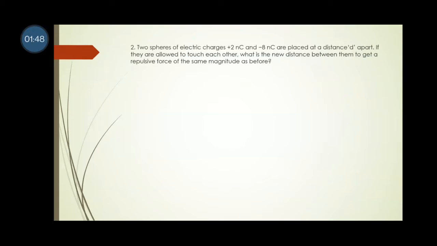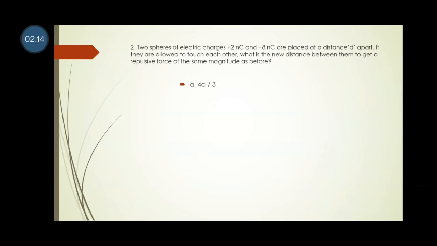Let us go to the second question. We have two spheres here and their electric charges are 2 nanocoulomb and minus 8 nanocoulomb and they are separated by distance d. Okay. And what we will do, we will allow them to touch each other. Then what is the new distance between them to get a repulsive force of the same magnitude as before?